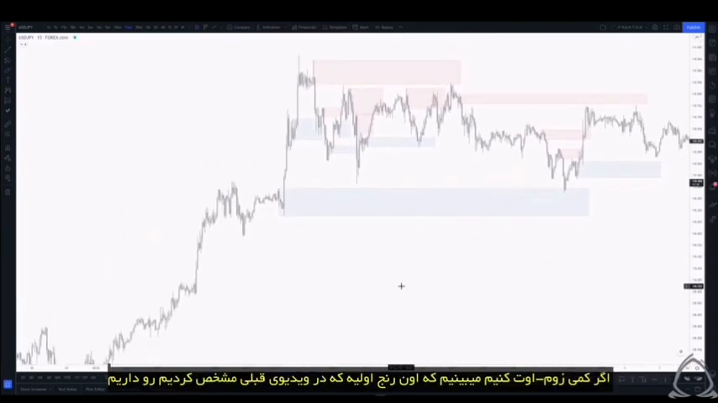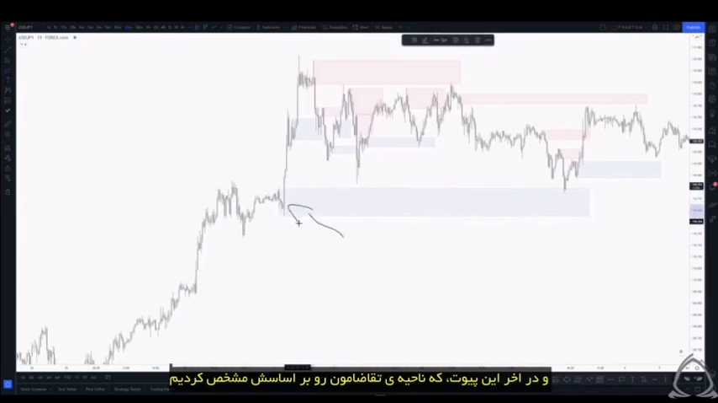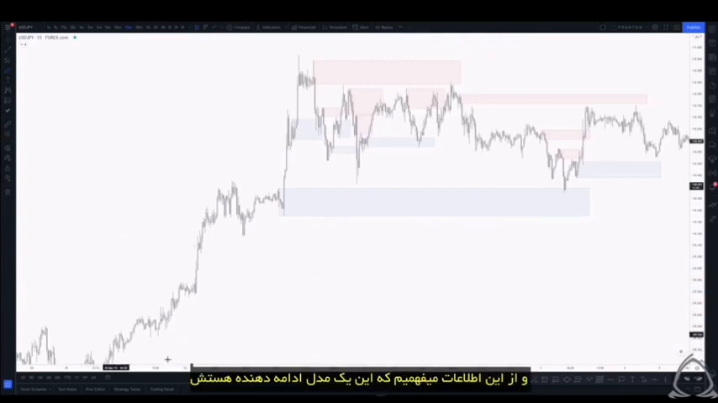And what we can see if we just zoom out just a little bit more is we had that original range that we mapped out in the first video, and then we were able to refine it to more of this range, and then finally this actual pivot, which is what we based our demand zone off of. And what we can see is price is moving to the upside, and from that information, this would be more of a continuation.